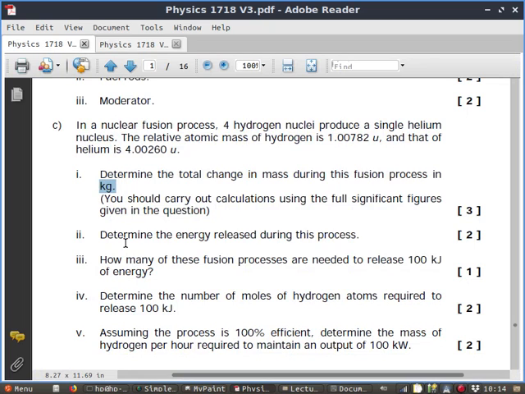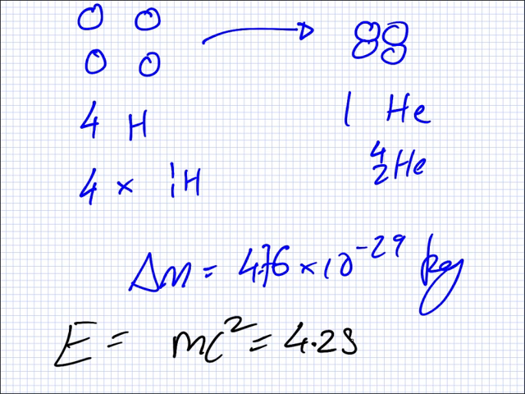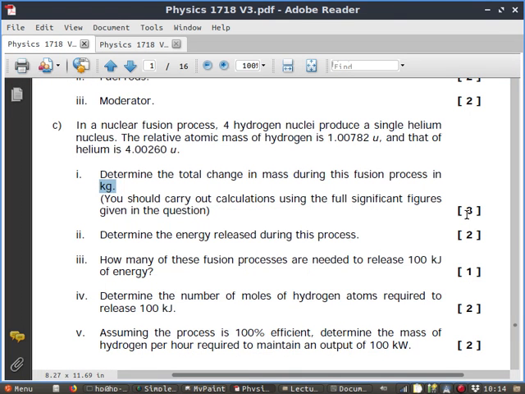Okay, next. What's the energy? Well, what formula? Yeah, E equals mc squared, and we have the m. So, easy peasy. Multiply it by c squared. So we use the kg. Yeah, you must use kg. Look, we already have 5 marks.